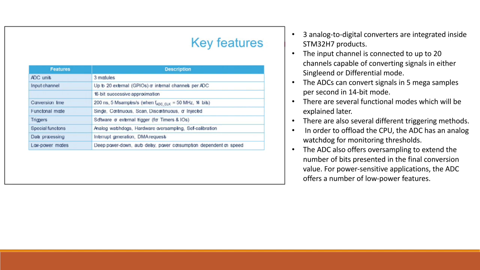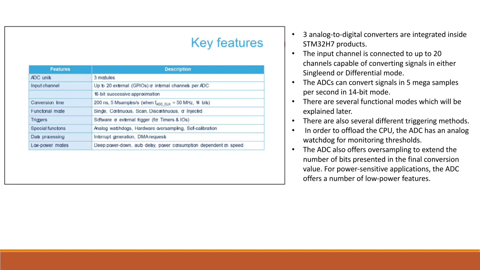There are several different triggering methods. In order to offload the CPU, the ADC has an analog watchdog for monitoring thresholds. The ADC also offers oversampling to extend the number of bits presented in the final conversion value. For power sensitive applications, the ADC offers a number of low power features: deep power down, auto delay, and power consumption depending on speed.